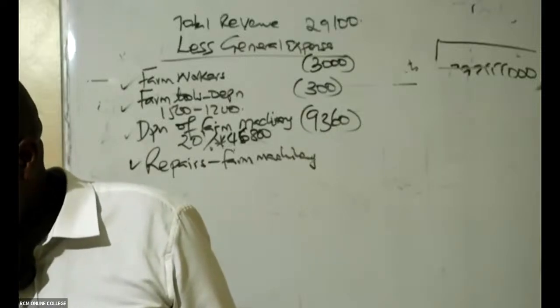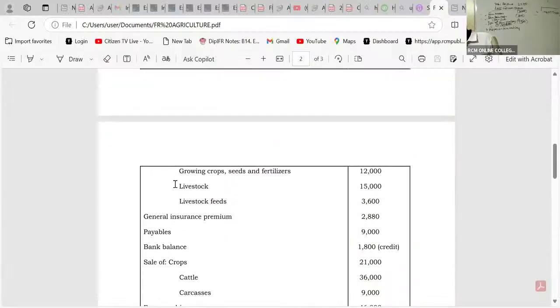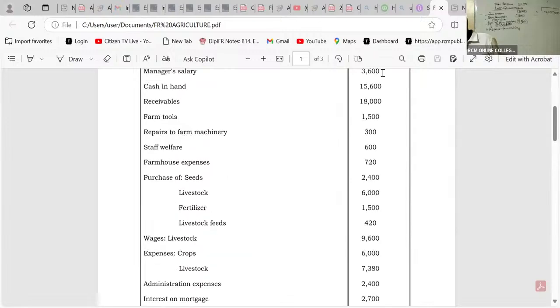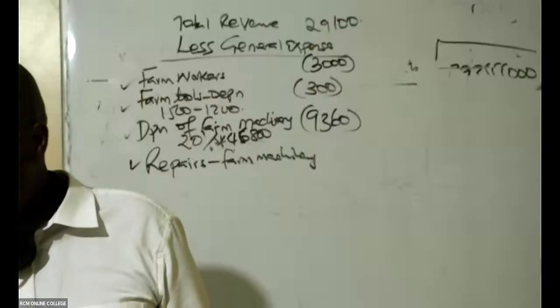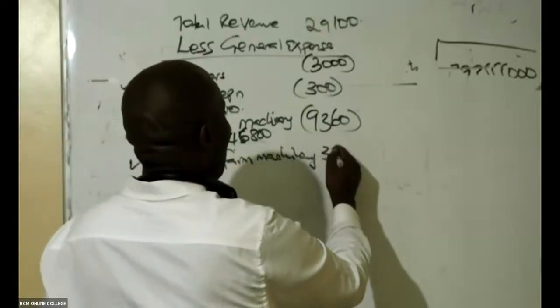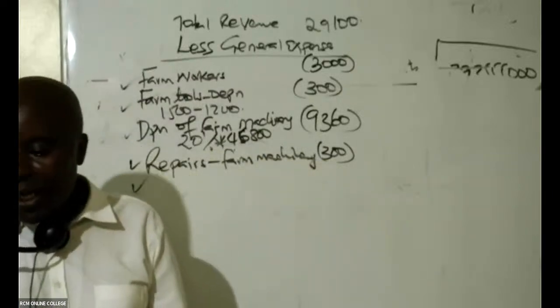If you look at our trial balance, we have repairs. We're able to see repairs here. Repairs to farm machinery, 300 bob. You're right. Repairs to farm machinery, 300 bob. So then after that, you'll be able to move on to something different.